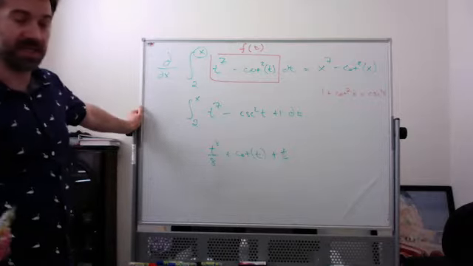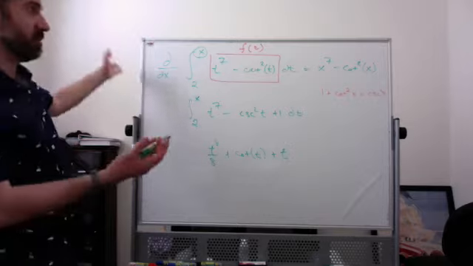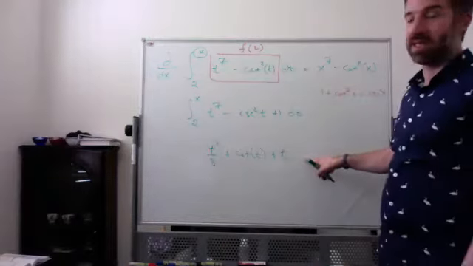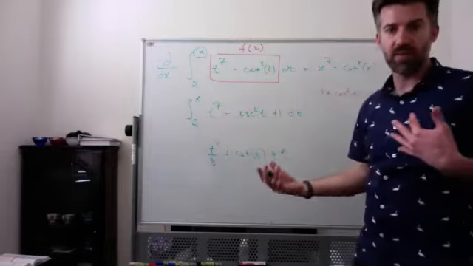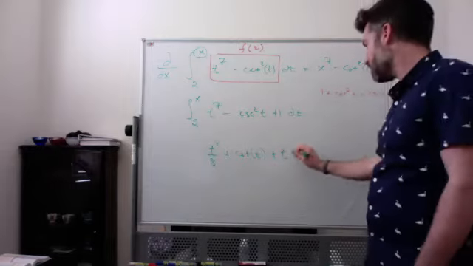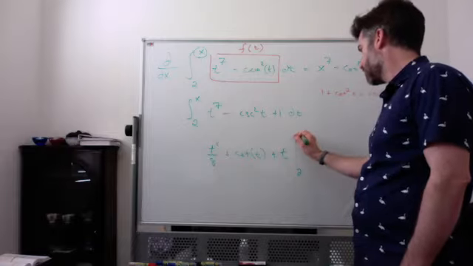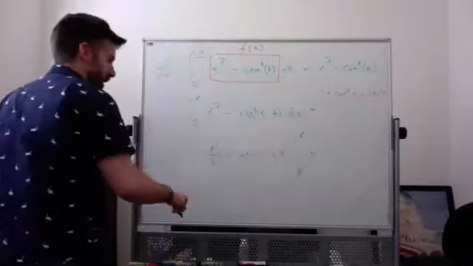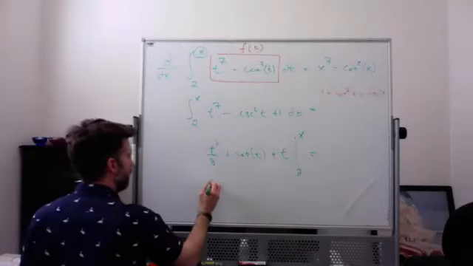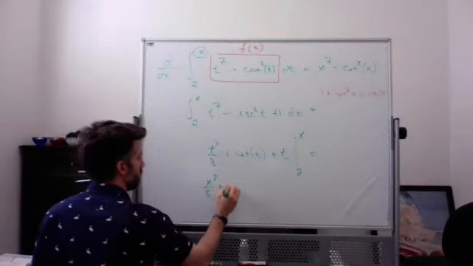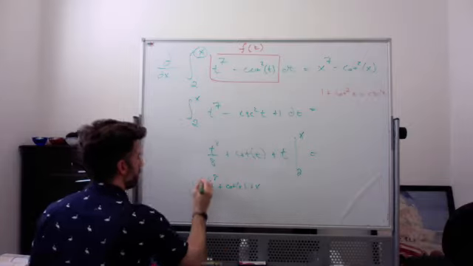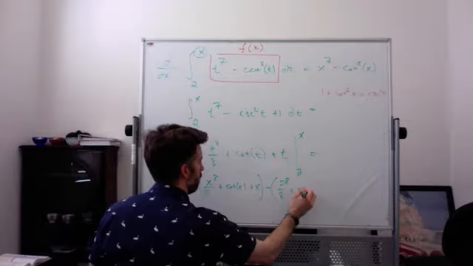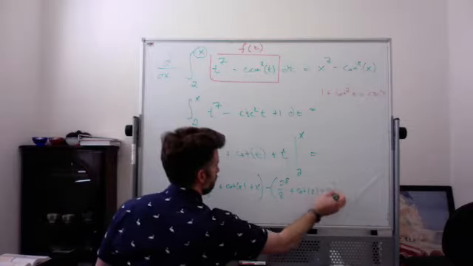Whenever you antidifferentiate a constant, you just get that constant times the variable. So if you were antidifferentiating 7, you would get 7 times t, or 7 times x, depending on what variable you're using. I don't use a plus c, because this is a definite integral. We never need the plus c. You can write it, but it will end up canceling out. Then I'm going to plug in the x and plug in the 2. So I get x to the 8th over 8 plus cotangent of x plus x, minus 2 to the 8th over 8 plus cotangent of 2 plus 2.